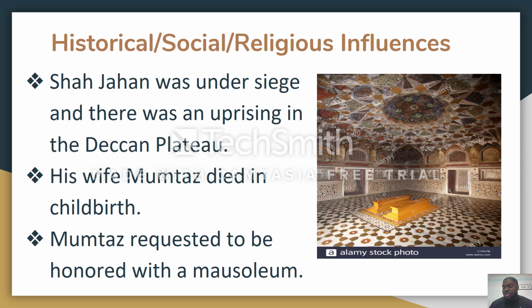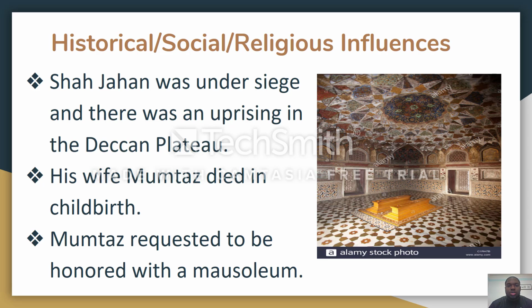Aurangzeb, Shah Jahan's third son with Mumtaz Mahal, deposed his ailing father in 1658 and took power himself. Shah Jahan lived out the last years of his life under house arrest in the tower of the Red Fort at Agra, with a view of the majestic resting place he had constructed for his wife. When he died in 1666, he was buried next to her.